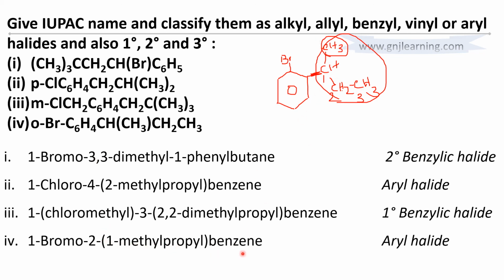benzene. So it is attached to benzene, so it is an aryl halide, whereas in the previous case it was attached to a methyl group that is attached to the benzene. So I can call it a benzylic halide, which is of primary status. Clear? So moving on to the next.